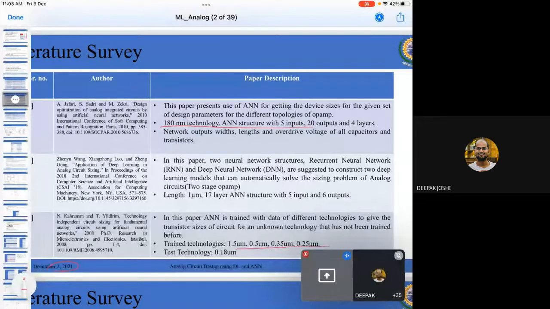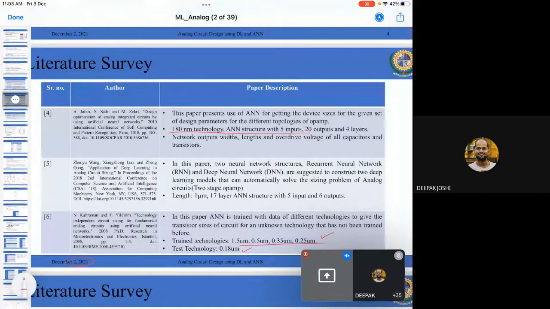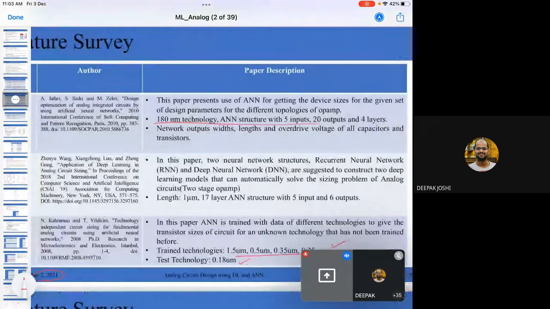You can see a variety of technologies. The training is done on different technologies, and testing can be done on some particular technology. So what is happening inside it? Let us say we are simulating one circuit, let's say a single transistor amplifier, in 2 or 3 technologies, and we are finding out the results.